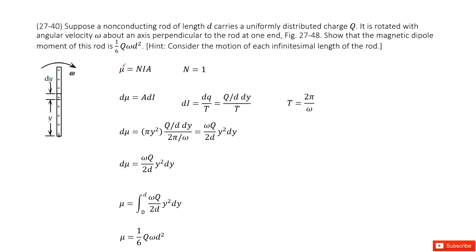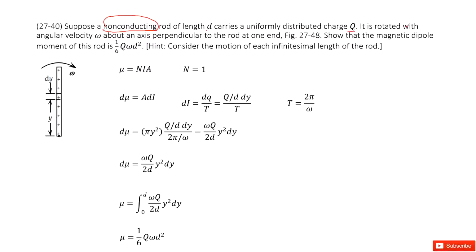Let's look at problem 40 in chapter 27. Chapter 27 is about magnetism. So there we look at this question. It tells us we have a non-conducting object. So first, the keyword: non-conducting. It tells us the charge is uniformly distributed, right? And the total length is d, carrying uniformly distributed charge q. So let's see it again.